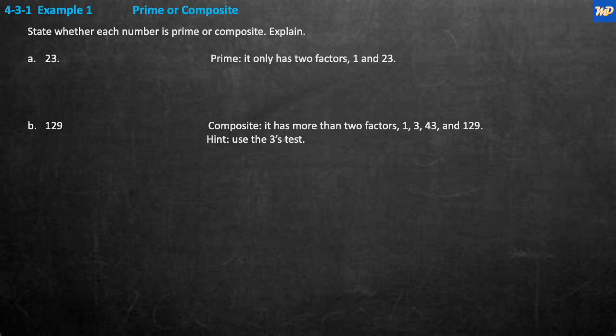But how about 129? Well, it's not even, so you know 2's don't go into it. Is it composite? Well, if anything else other than 1 and 129 go into it, we know it's composite. So let's try a 3. 1 plus 2 is 3, plus 9 is 12. So 1 plus 2 plus 9 is equal to 12, and 12 is divisible by 3, so it is composite.